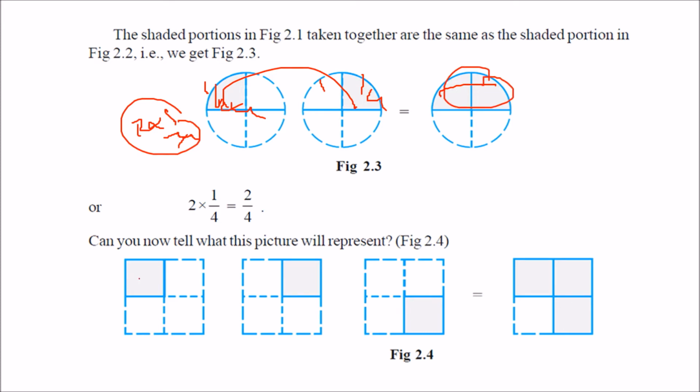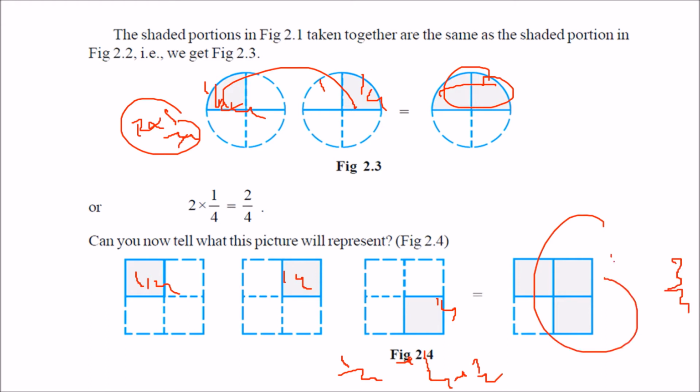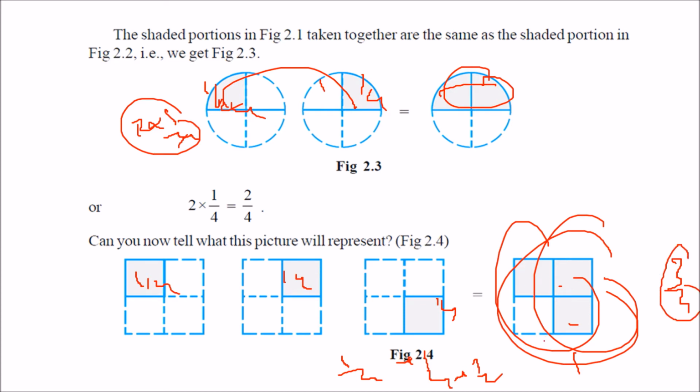Come here. This is 1 by 4, 1 by 4, 1 by 4. You add 1 by 4 plus 1 by 4 plus 1 by 4 and you get 3 by 4. This is again the 3 by 4 part. If this is considered to be 1, the shaded portion is the 3 by 4 part of 1.